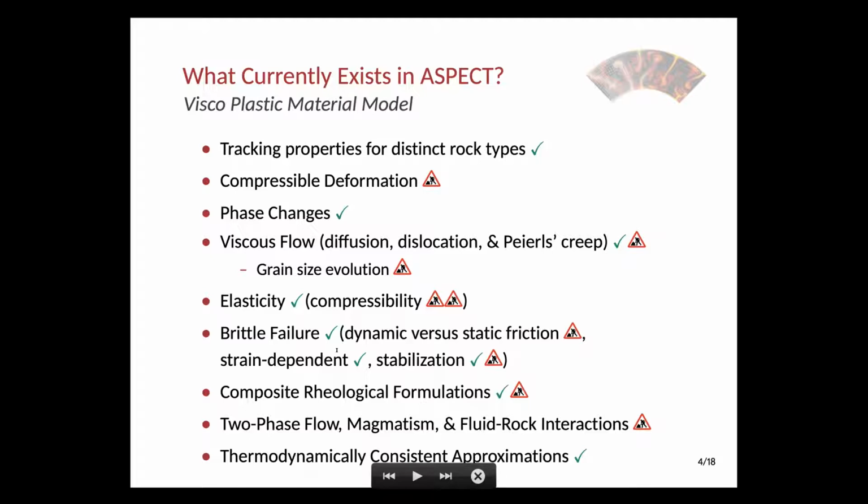Another longer term item is that Jonathan Perry-Houts, Juliane Dannberg, myself and a few others are working on slowly implementing two-phase flow, magmatism and fluid-rock interactions into the viscoplastic material model, although this is a bit more of a longer term project. And at least right now, the viscoplastic material model is thermodynamically consistent with the equation of state structure we are using for it.